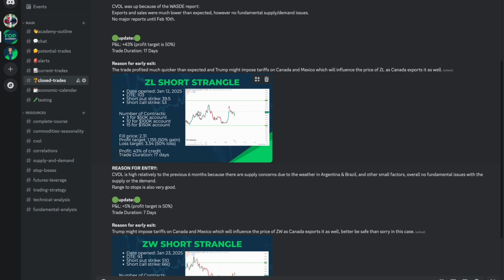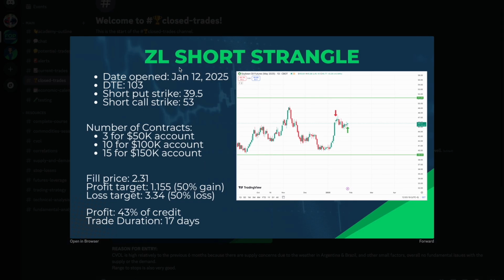But let's go over this position. So this is the ZL position. It was opened on January 12th. We have the strikes and the amount of contracts. I collected about 6.7% of my total account value in credit with this position. This is how the graph looks, and we'll go over the graph also with the actual graph on TradingView.